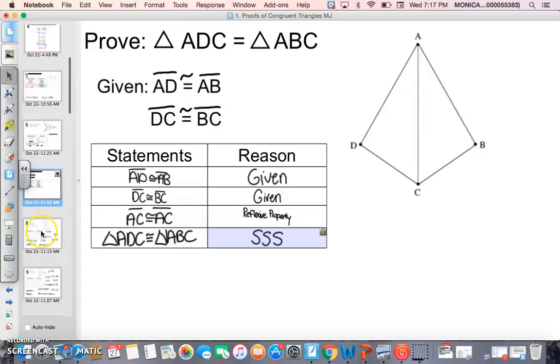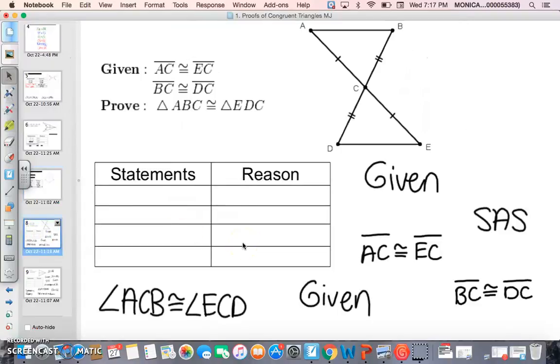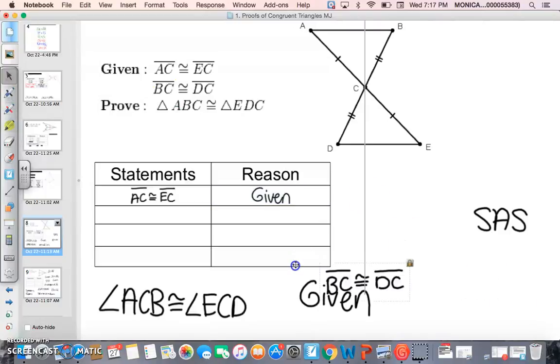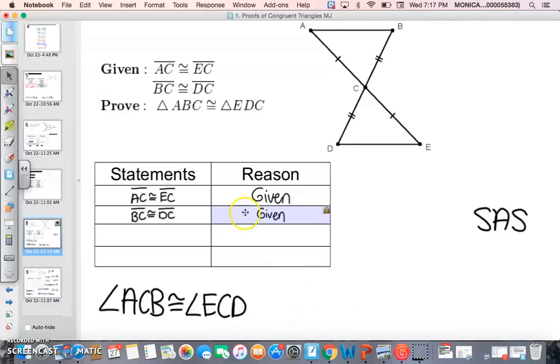All right, let's model another problem for you. All right, let's see. We've got AC is congruent to EC. That's given information. And what else do we have? We have BC is congruent to DC. Again, given information. Now, what do we got to figure out here?